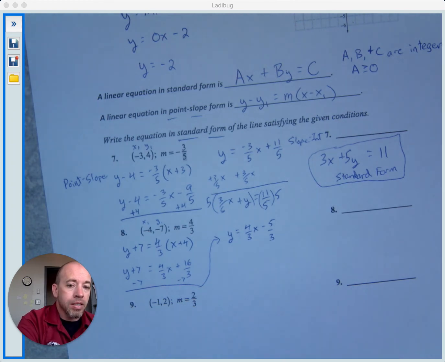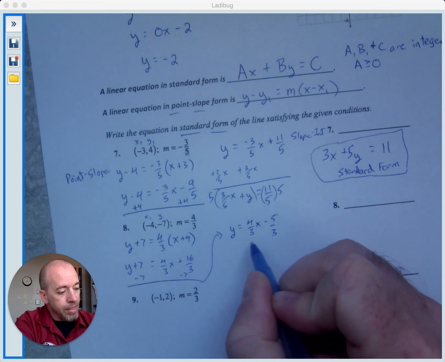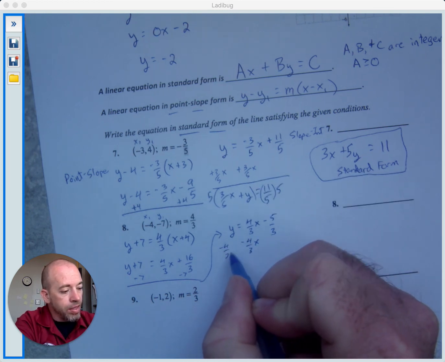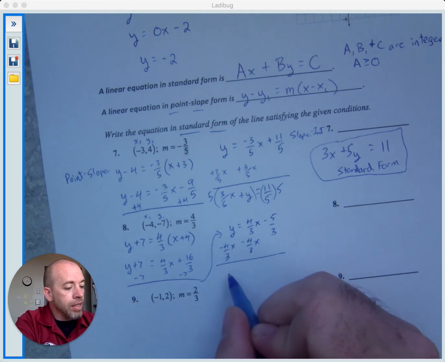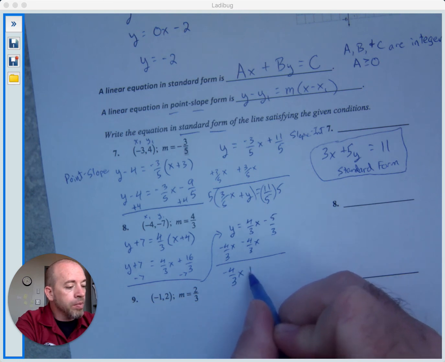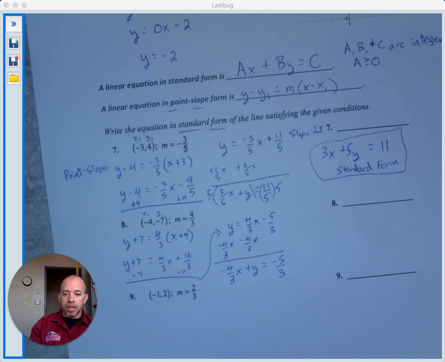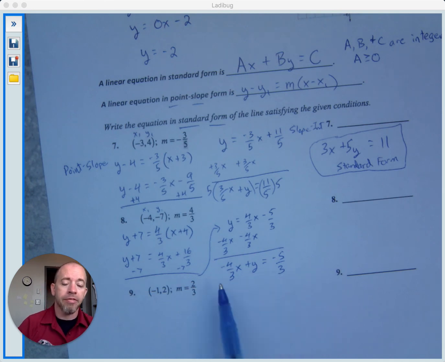If we want to get to standard form, I need to move the 4/3 x to the other side. I've got to get all my x's and y's on one side. So I'm going to subtract 4/3 x. So then I get -4/3 x plus y equals -5/3. And this is almost in standard form, but standard form requires we have integers everywhere, right? So we can't have fractions, which means I need to clear the fractions.